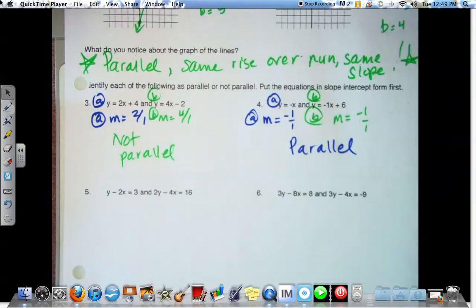Number 5, y minus 2x equals 3, and 2y minus 4x equals 16. So can we tell if they're parallel or not parallel yet? Yes, it's still a slope. Isn't 2x the slope still? How do you know for sure that it's a slope? Because it's the number times the x. But we should have it in what form first? Slope-intercept.